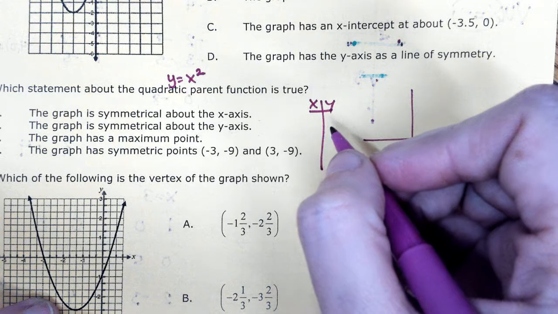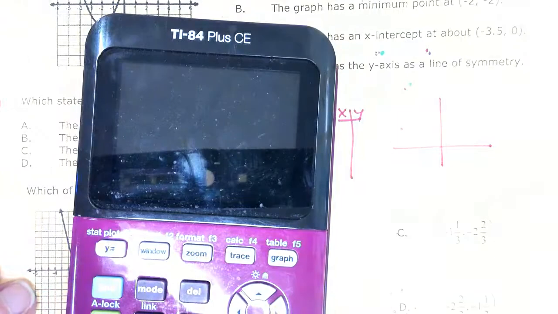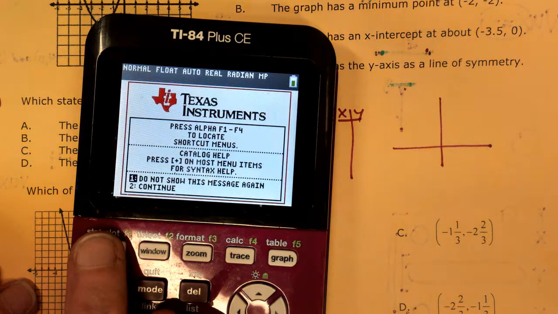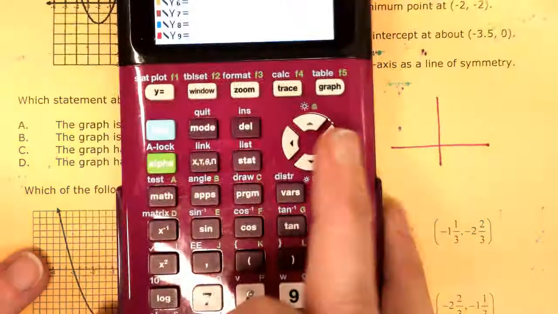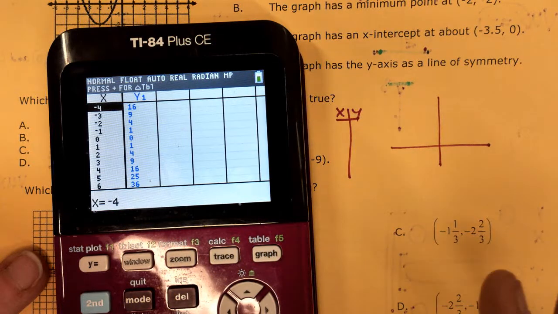well, first of all, when I put this in my calculator, I can put it in here in y equals, and I can put x, so I hit the x button, and then I hit this squared button, and that gives me x squared. And I can look at the table.